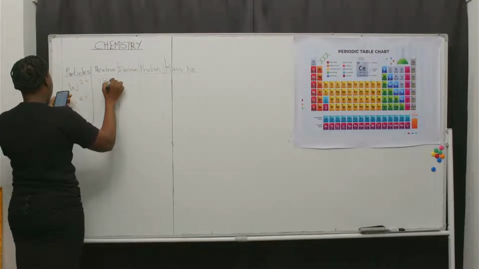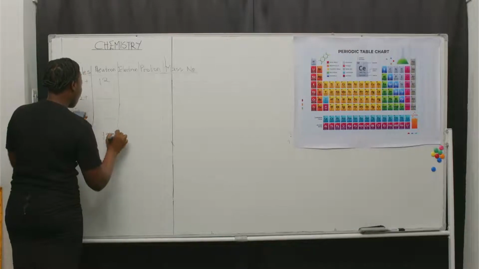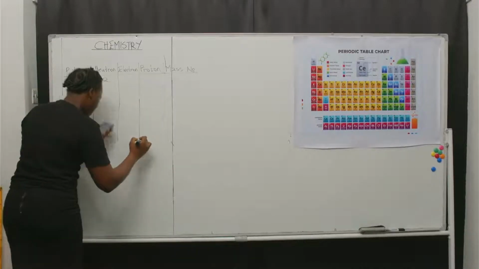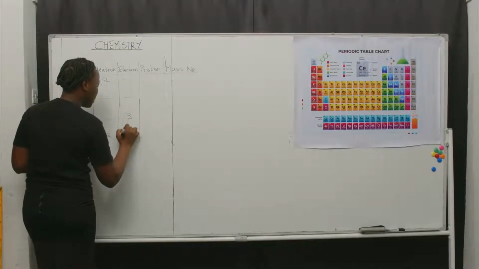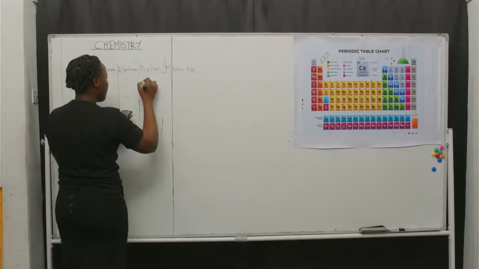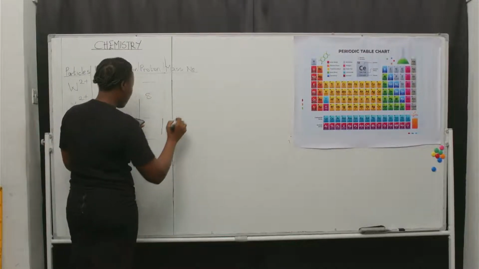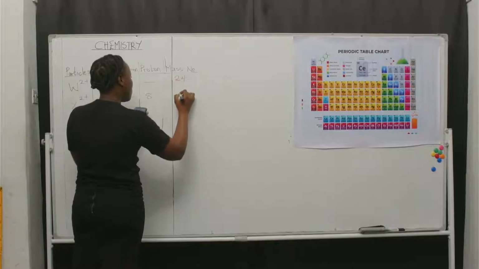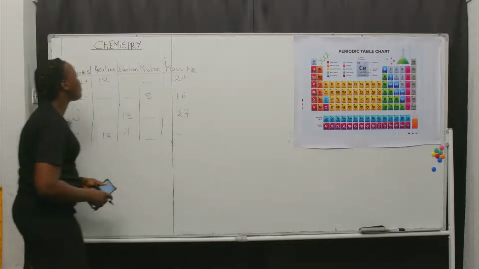This is 12. This is blank. This is blank. This is 12 as well. Blank, blank, 13, 11. This is blank. This is 8. This is blank. This is blank. This is 24, 16, 27, and this blank.